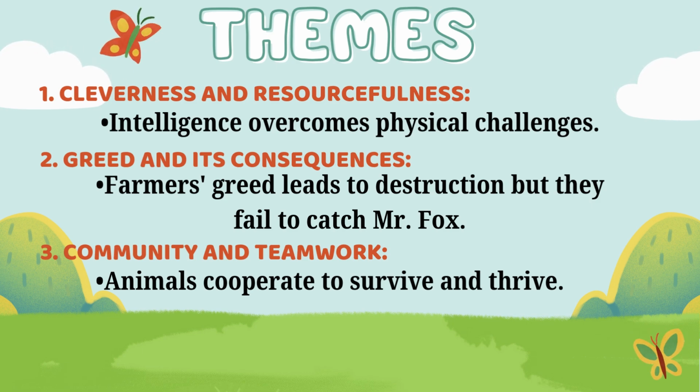Secondly, greed and its consequences. The farmers' greed leads to their own downfall, as we saw in the story. They are so obsessed with catching Mr. Fox that they destroy the environment and harm other animals. But they never succeed. The farmers ruin the land with their digging and machinery, which shows how their greed blinds them to the greater consequences.